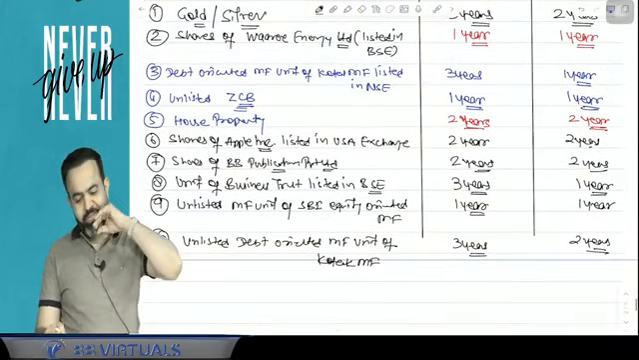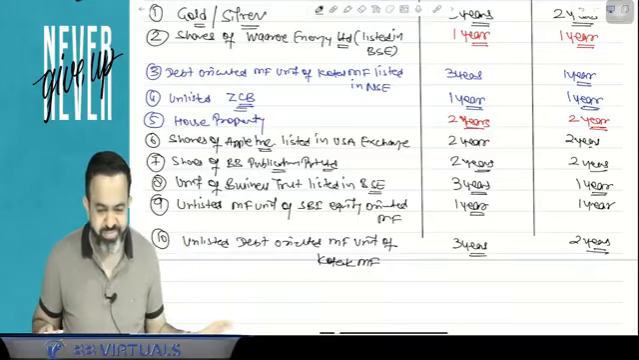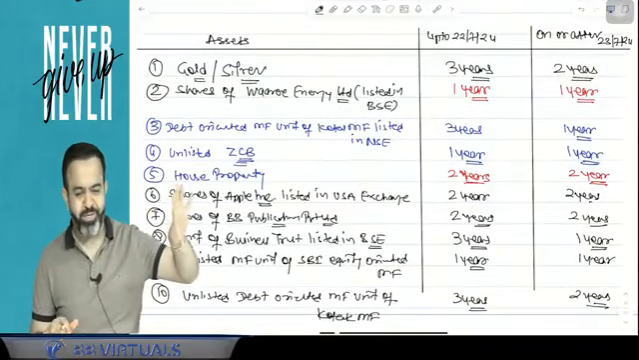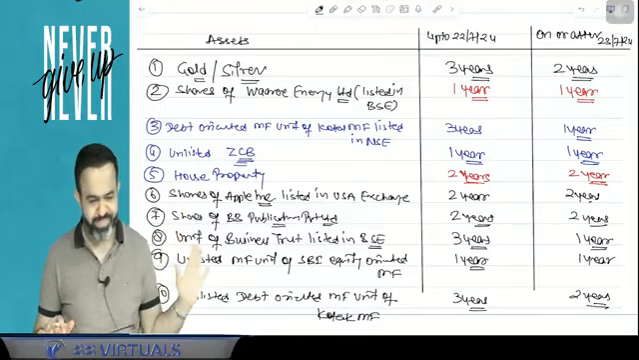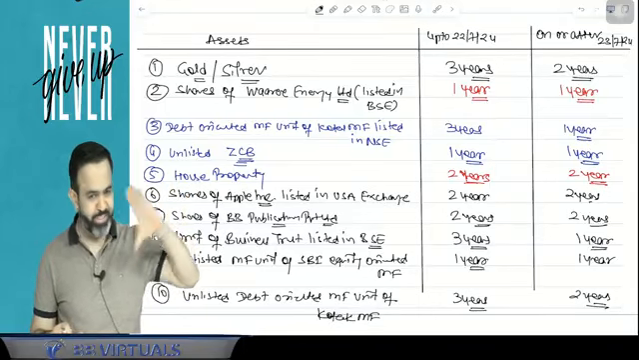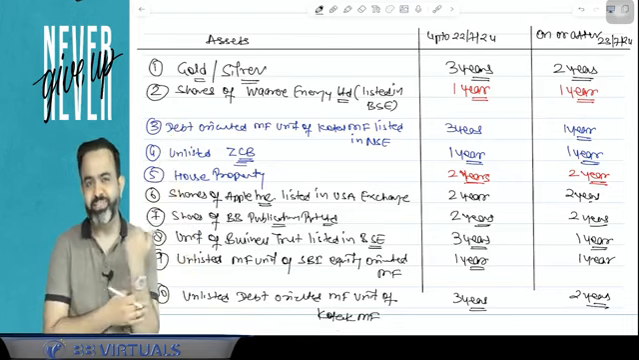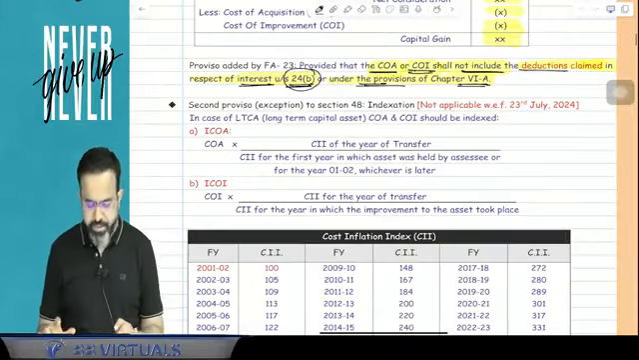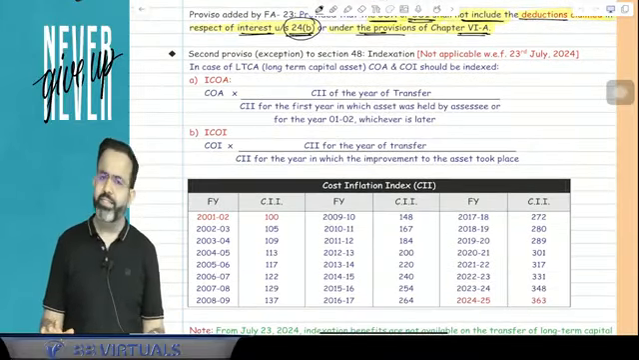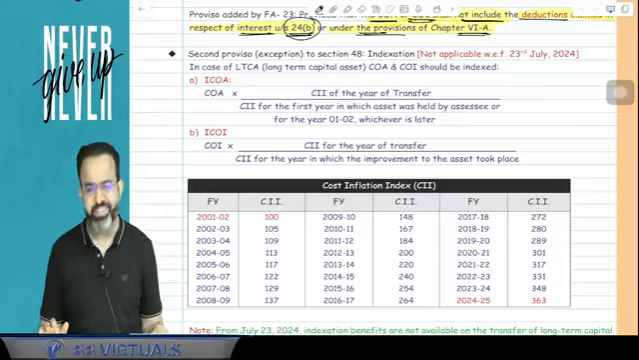Like this year, the capital gain topic will take more time, because I used to teach this period of holding within 10 to 15 minutes maximum. But now I have to teach you what is up to 23rd July and what is after 23rd July. Okay, now the next part is related to the second proviso, that is the indexation.